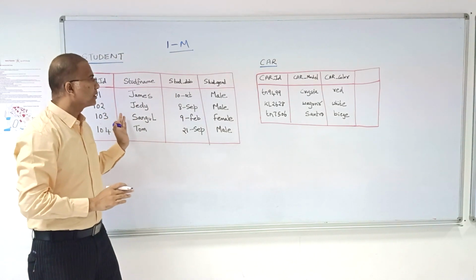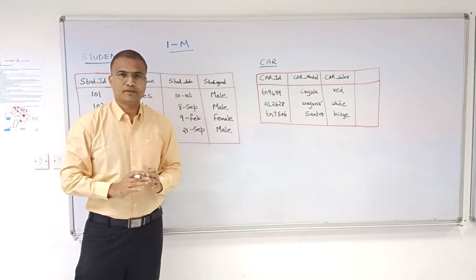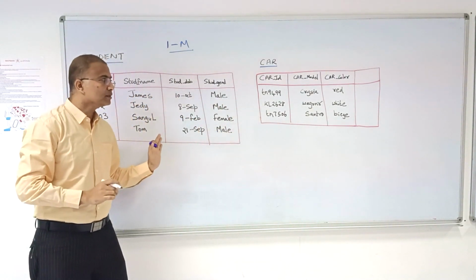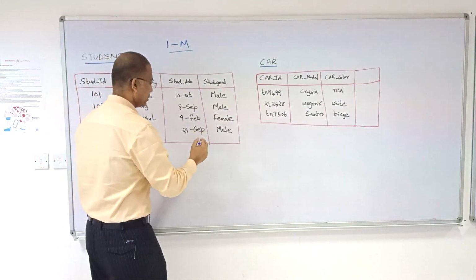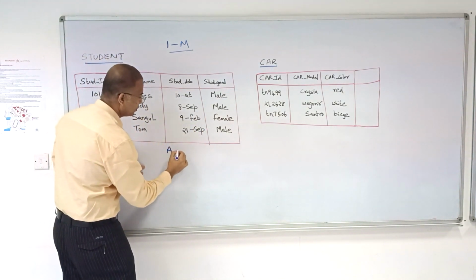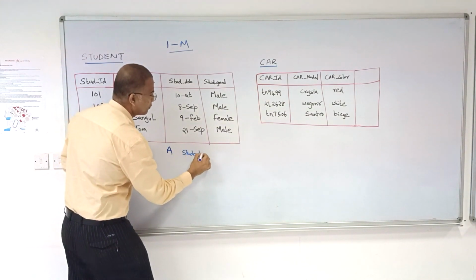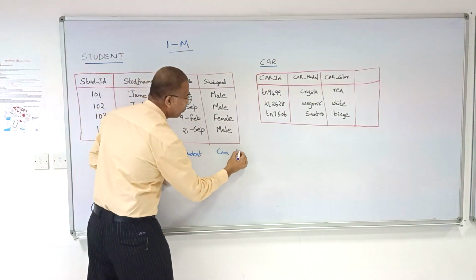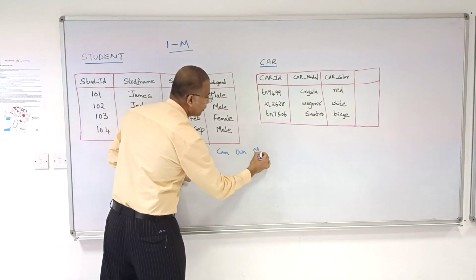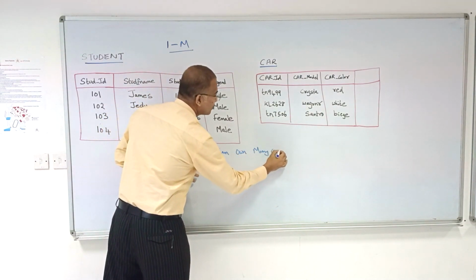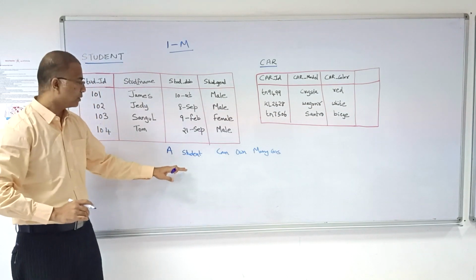A student can own many cars. So I have said a student can own many cars. So this is my business rule.